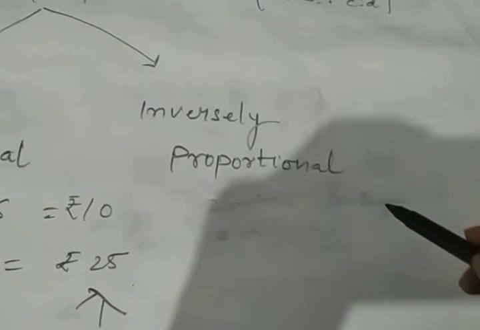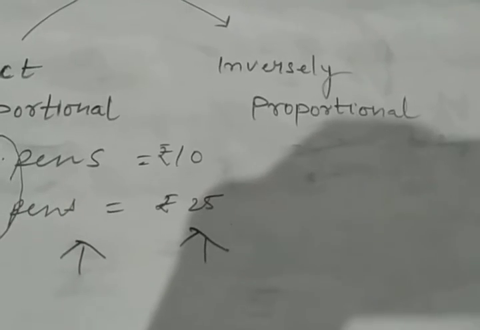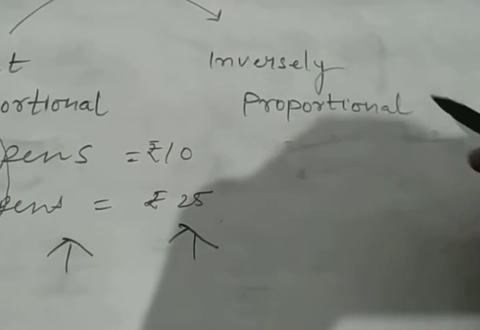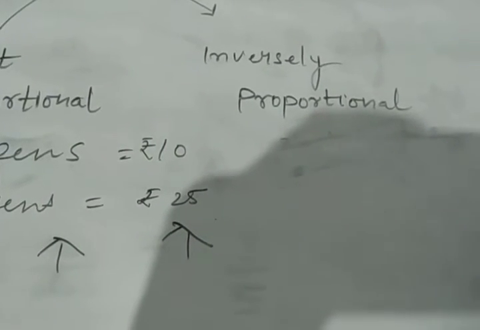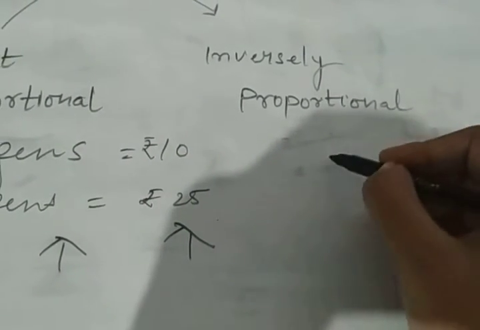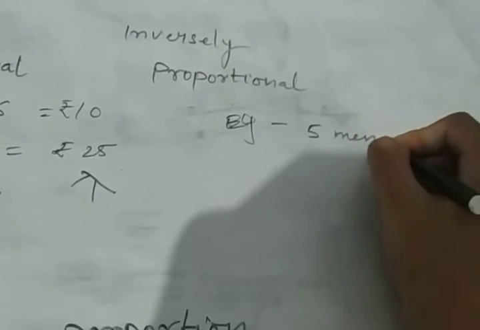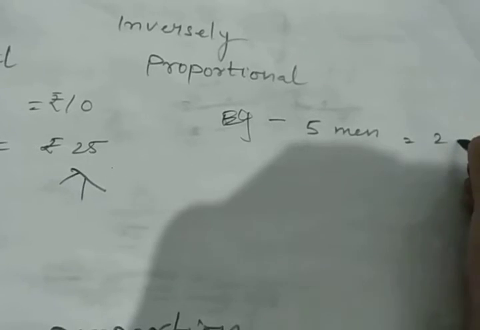The second point is inverse proportion. Inverse proportion is when we increase one thing and the other thing will decrease. Example: 5 men can do a work in 2 days.